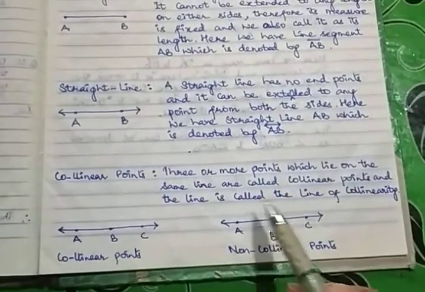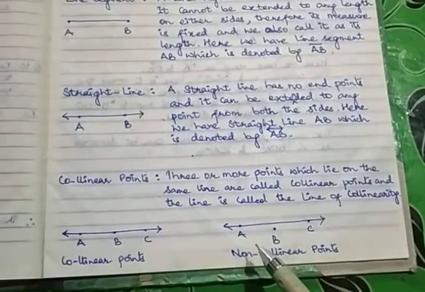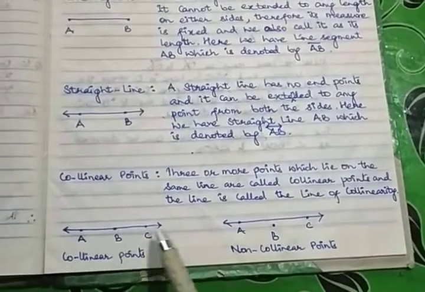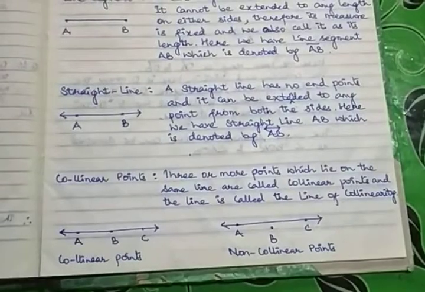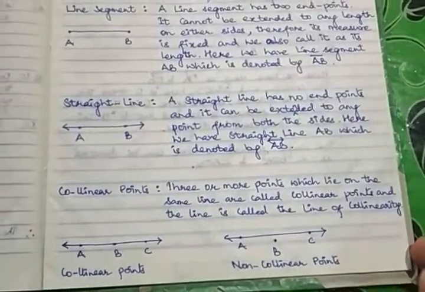And see, the line is called the line of collinearity. Which line? The line which contains all the 3 points. Okay.